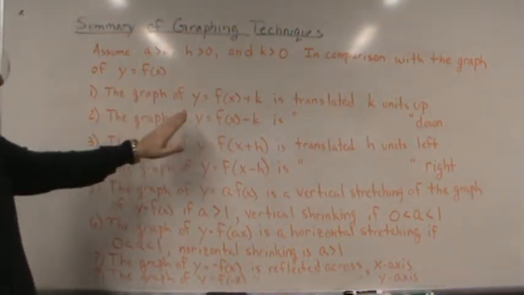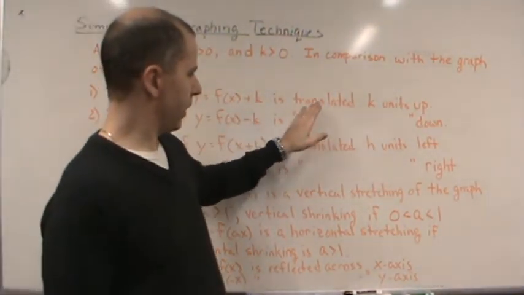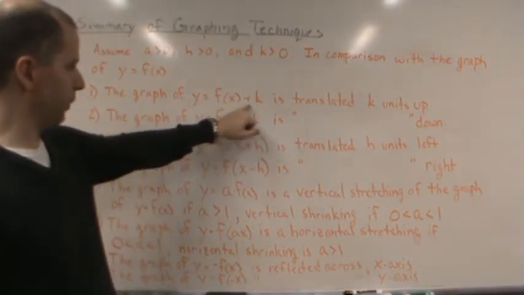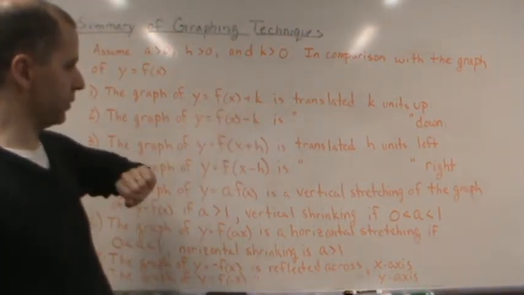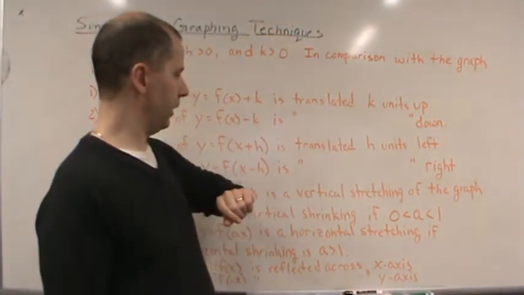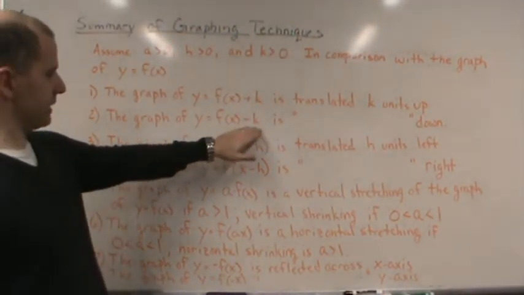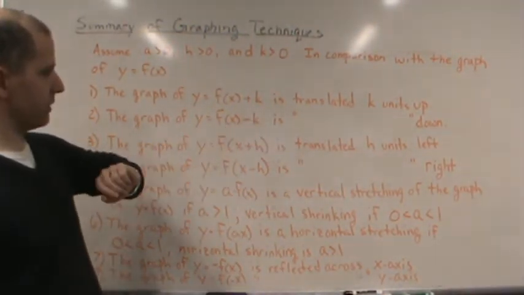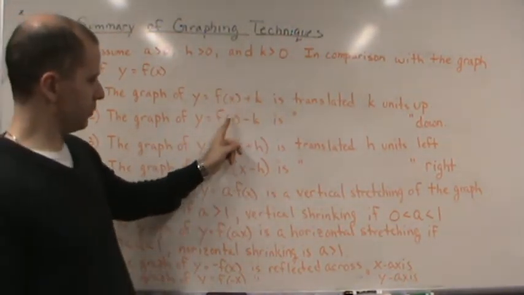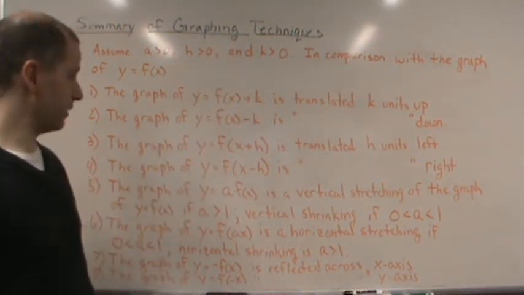1, the graph of f of x plus k, when you're adding k outside the function, is translated up k units. The graph of the function f of x minus k is going to be translated k units down. Again, you're adding and subtracting outside the function, so it's going up and down, a vertical translation.